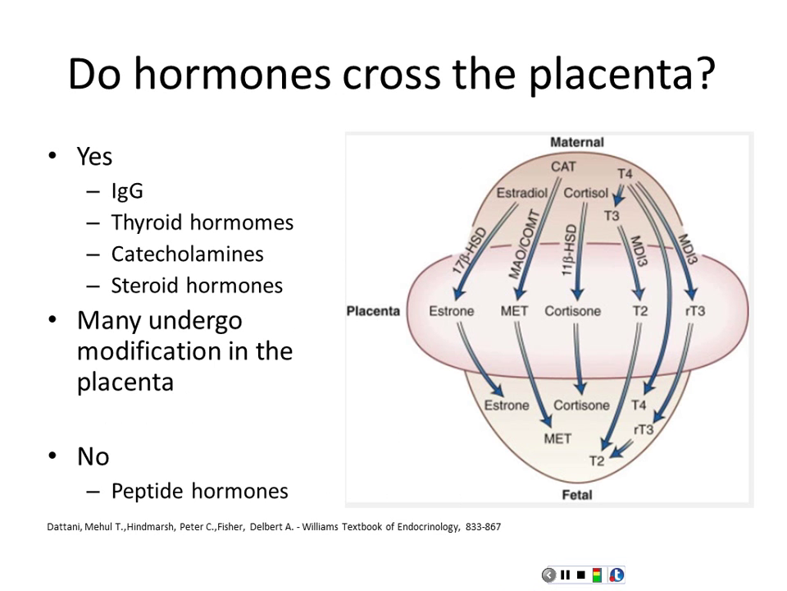So do hormones cross the placenta? Yes and no. So IgG, thyroid hormones, catecholamines, and steroid hormones do cross the placenta. A bunch of them undergo modification within the placenta. But peptide hormones, which is most of the hormones from the anterior pituitary as well as the hypothalamus, do not cross the placenta because they are too big. Okay, that's a general rule.